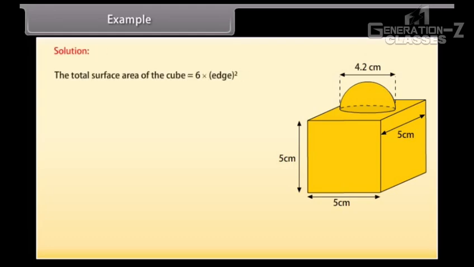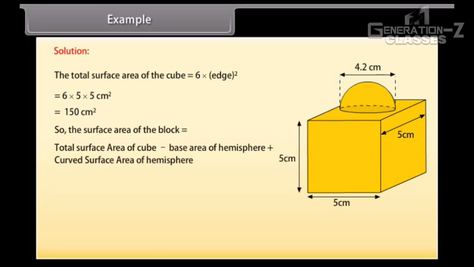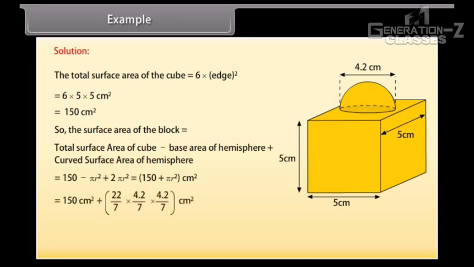Solution. The total surface area of the cube is equal to 6 into edge square, which equals 6 into 5 centimeters square, which is equal to 150 centimeters square. We can see that the part of the cube where the hemisphere is attached is not included in the surface area. So, the surface area of the block is equal to total surface area of cube minus base area of hemisphere plus curved surface area of hemisphere. On substituting the values, we can find the surface area of the block, which is 163.86 centimeters square.